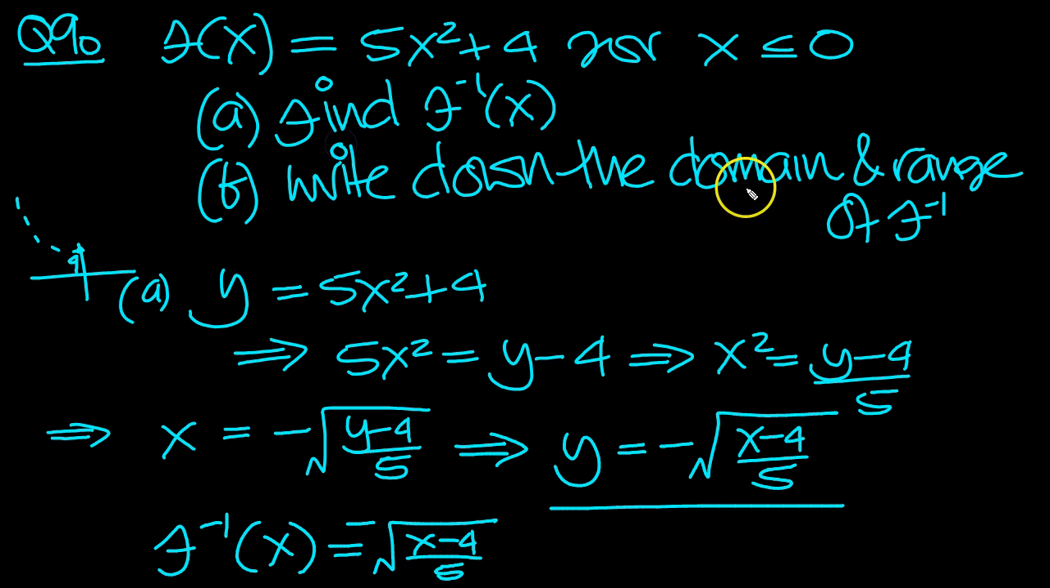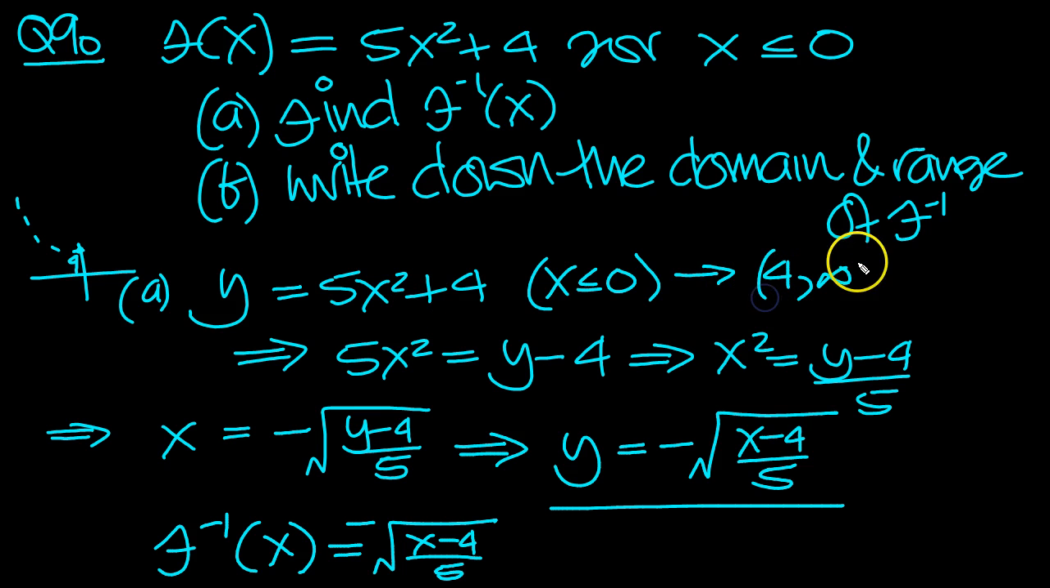Write down the domain and range of f to the minus 1. Well, our first function had domain x is less than or equal to 0, and the range would be 4 to infinity, wouldn't it? Because it would go from 4 and shoot up and continue. So there's the range.